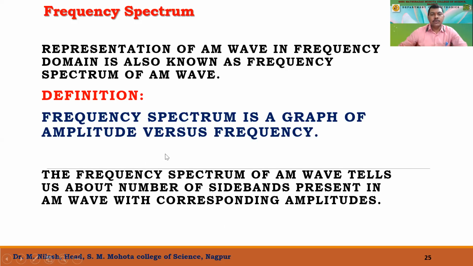Again, the frequency spectrum of an AM wave tells us about the number of side bands present in the AM wave with corresponding amplitude. We have some more side bands where we are having a slightly higher amplitude, right? So we need to study those corresponding amplitudes also, and those are called the side bands, right? So I guess you have understood the frequency spectrum. Frequency spectrum is actually a graph of amplitude versus frequency. Okay, so let us start.